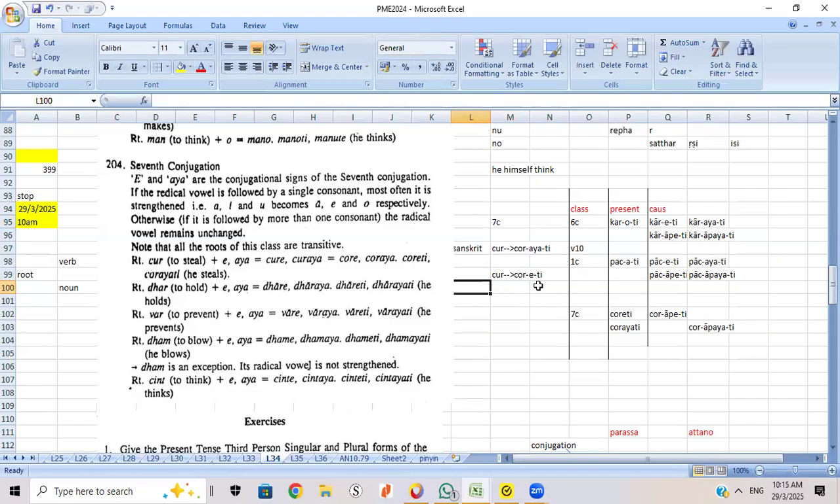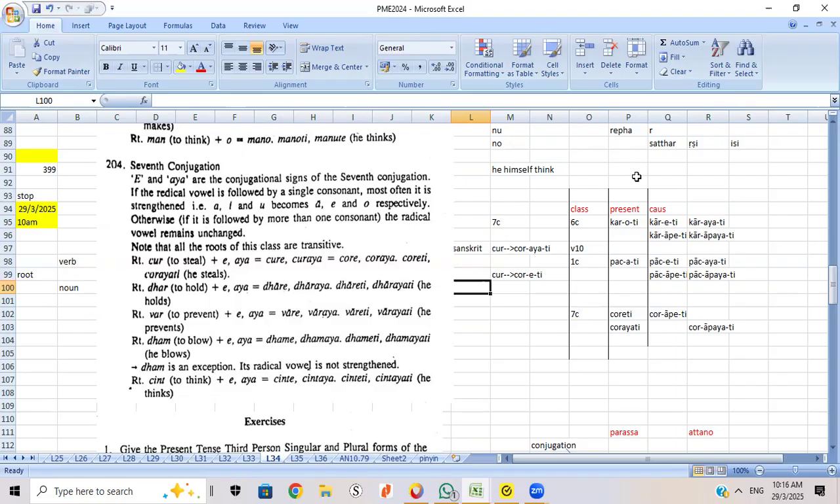So when you put a, the U is strengthened to O. You can see the U strengthened to O, because whenever you put an A, the U will strengthen. This one also applies here, to strengthen. So it ends up becoming choreti and chorayati.